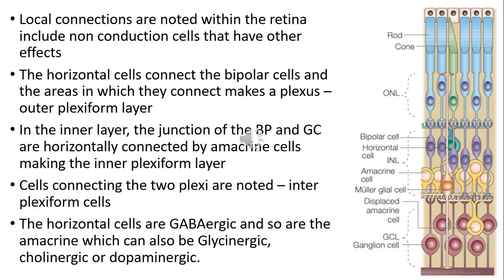So cells connecting the two plexi are noted interplexiform cells. The horizontal cells are GABAergic, and so are amacrines, which can also be glycinergic or cholinergic or dopaminergic. So they're just talking about what type of neurotransmitter they are able to produce. Now, when you look at this, we have what we call the rod cells and the cone cells, okay? In between, we have horizontal cells, which are able to form a synapse in between. As you can see, this is a horizontal cell, it's able to form synapses there. And there's also another one, known as the amacrine cells, which you can see here in yellow.